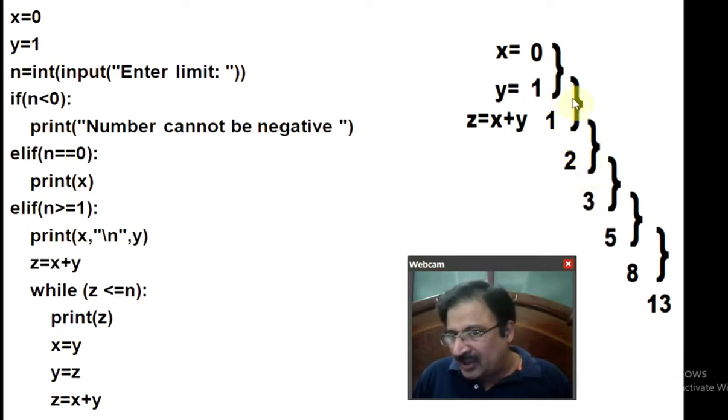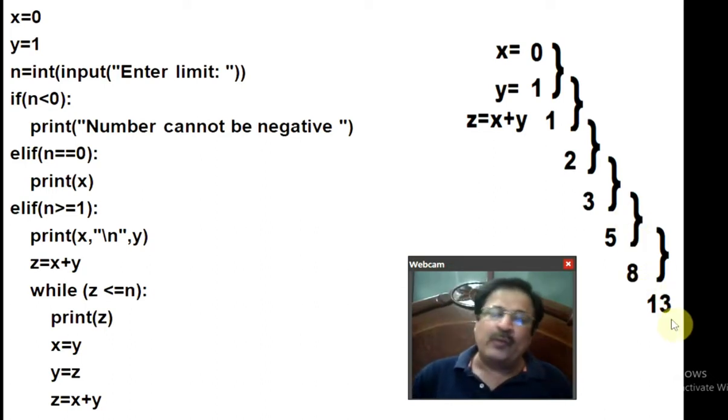Now add the last two digits. What is the addition of 1 and 2? It is 3. Write it over here. Again add the last two digits. What is the sum of 2 plus 3? It's 5. Write it over here. Again add the last two digits. What is the sum of 3 plus 5? 8. Write it over here. What is the sum of the last two digits, 5 and 8? It's 13.